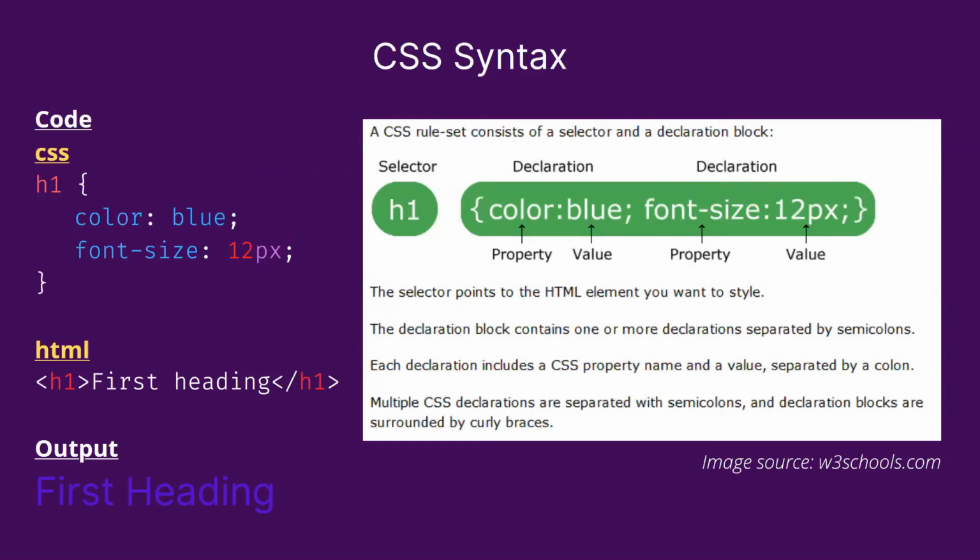Okay, so what is the CSS syntax? In the previous lessons, while we were looking at HTML, we looked at the HTML syntax, and this is the CSS syntax. So when you look at this image on your right, it shows you the CSS rule set consists of selectors and a declaration block. So what is a selector? A selector is the HTML tag or element.